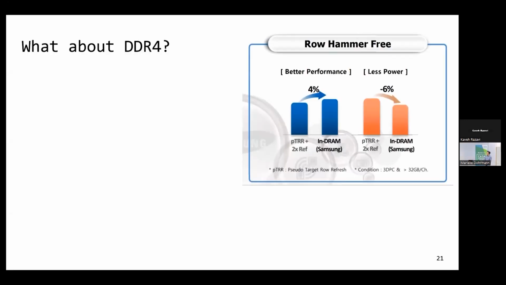Okay. So this was all DDR3, and then DDR4 came out around 2015, and then started becoming really popular around 17, 18.